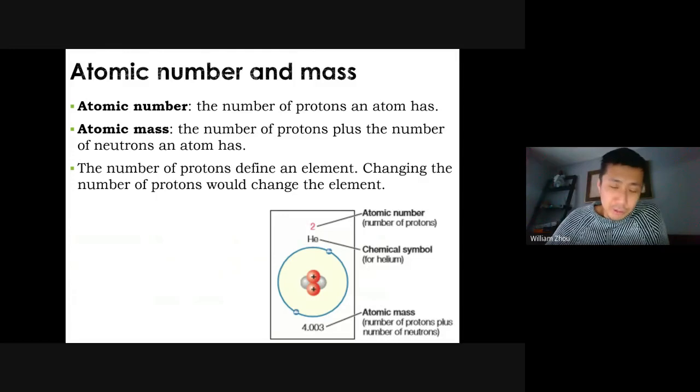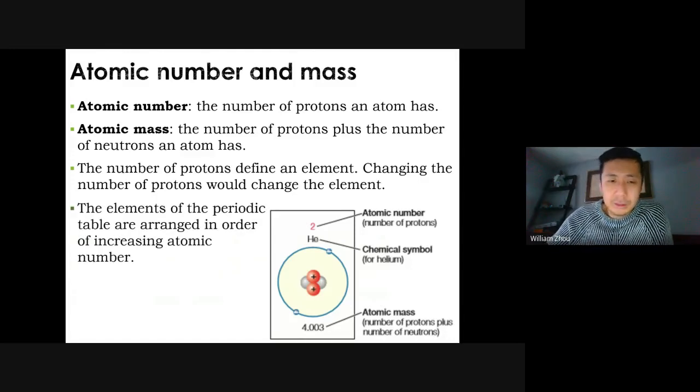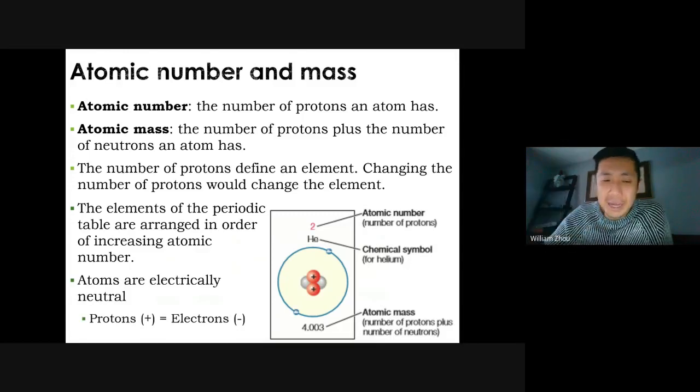If you don't have 2 protons, if you add another neutron to the helium, that's not helium anymore. Okay, but the mass is equal to protons plus neutrons. You can have different numbers of neutrons and still be the same thing, helium. That doesn't matter, but the protons have to be a very specific number.